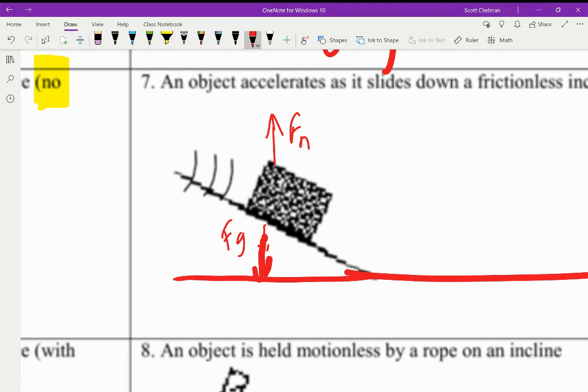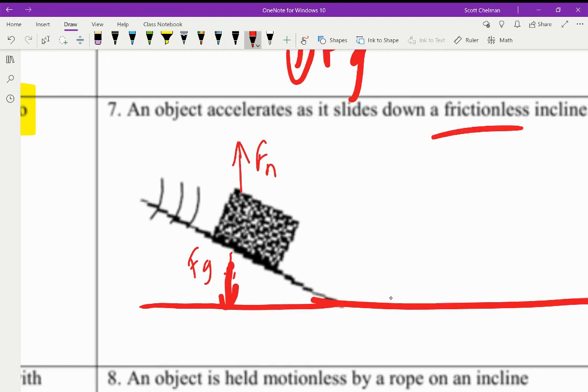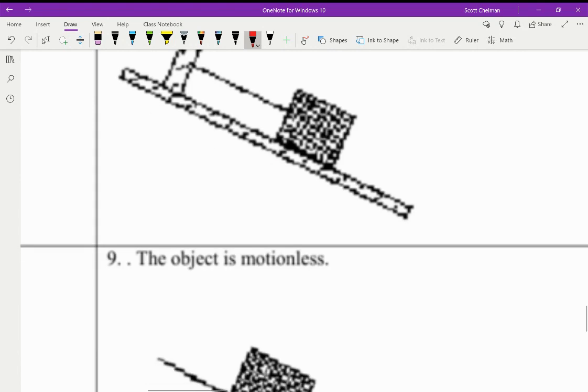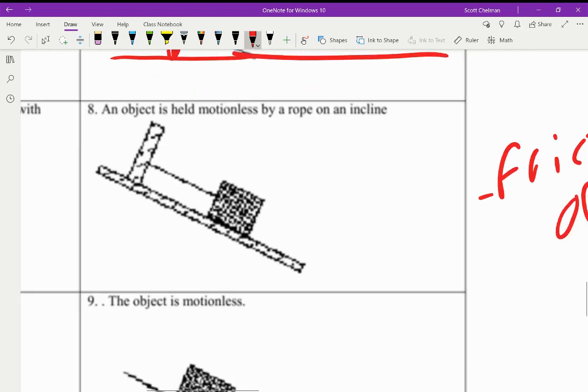Now, it says frictionless, so there's no force going to the left. That's it. There's nothing else to put on there. Questions on that? All right, here we go. Next one.